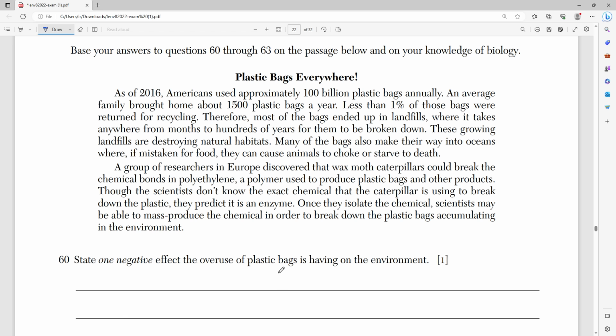Number 60 asks us to state one negative effect of the overuse of plastics on the environment. Let's just read this really quickly. It says that as of 2016, Americans have used approximately 100 billion plastic bags annually. An average family brought home about 1,500 plastic bags a year.